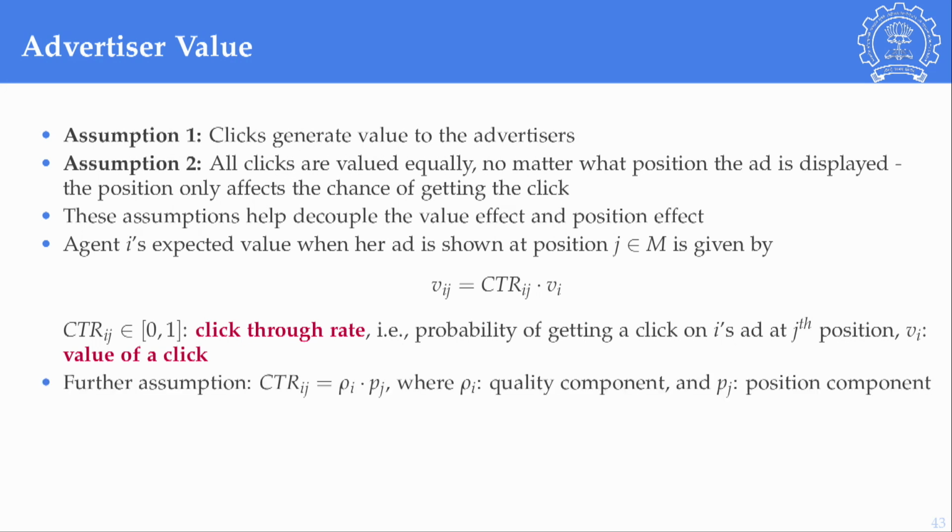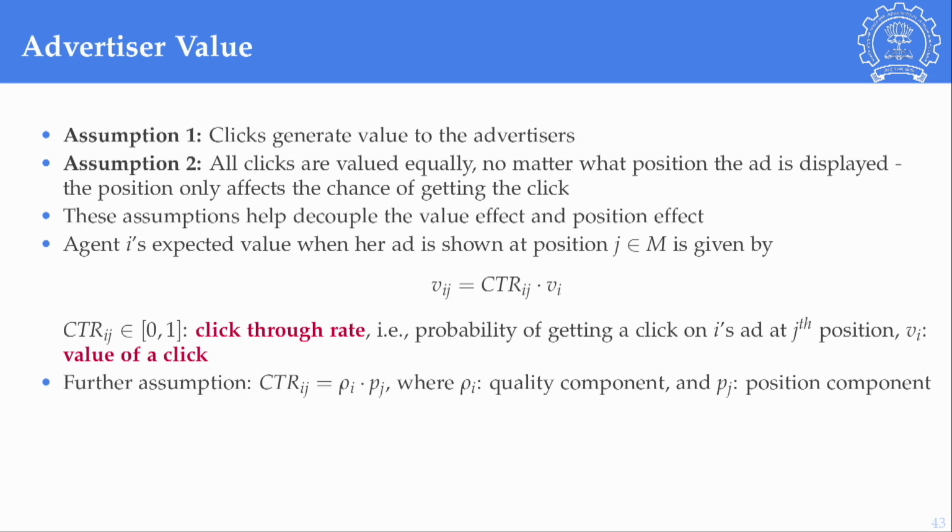We will make a further simplification of the CTR, and as Sushmita has already pointed out, there are two components to it. The rho_i is the quality component. You can think of this as a really relevant advertiser for this particular keyword. Somehow I will have to estimate that. If I have two different advertisers, let us say i and i prime, depending on who has a higher rho_i I will possibly prioritize that agent at the same position. And notice that p_j is not dependent on the agent at all. It is just that a higher position has a higher probability of getting a click.